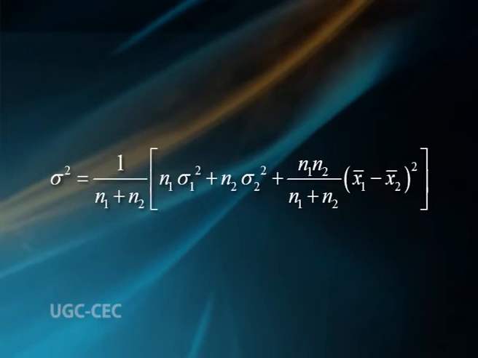Now, the square of the standard deviation of the combined set, say sigma square, is derived as sigma square equal to 1 by n1 plus n2 into n1 sigma 1 square plus n2 sigma 2 square plus n1 n2 by n1 plus n2 into x bar 1 minus x bar 2 square. Problem. The means and standard deviations of the wages of two groups of employees of a company are given below.